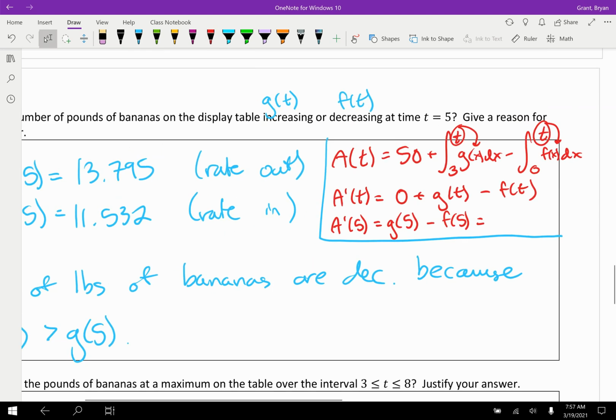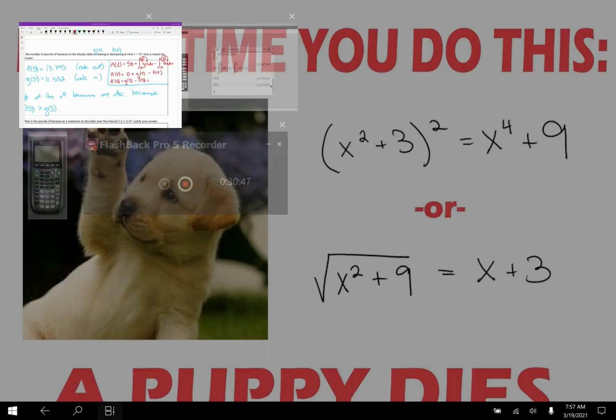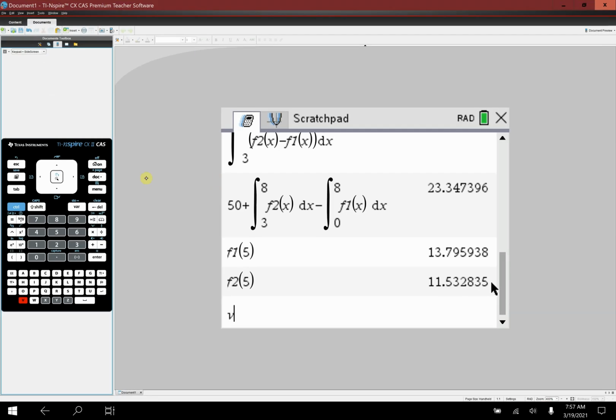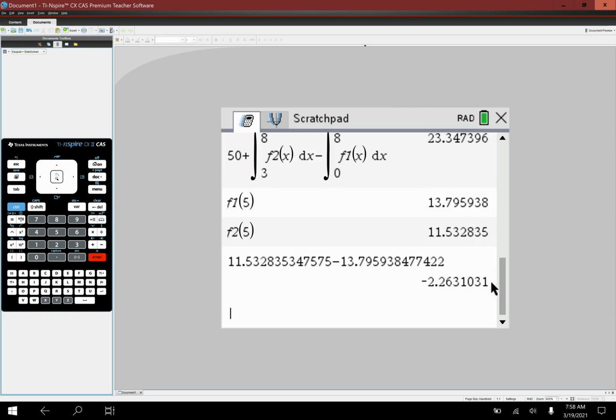And I think you can tell if you subtract these two, and I'll even do it on the calculator over here so I can be accurate. We're doing g of 5 minus f of 5, and I'm just going up and copying these. You can do this on the 84 as well. Negative 2.263.